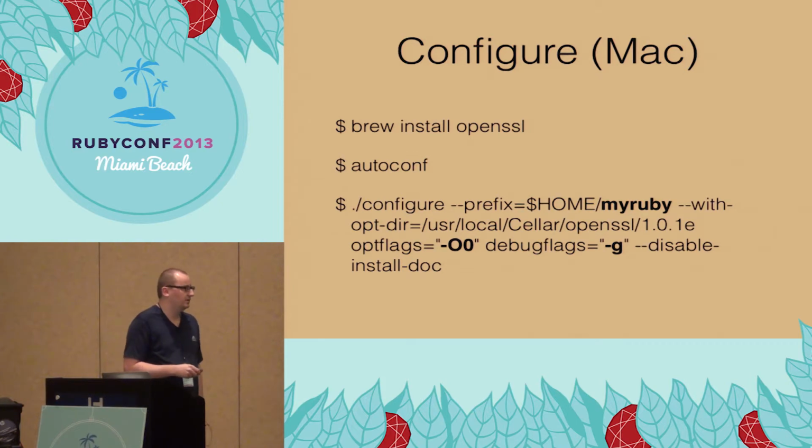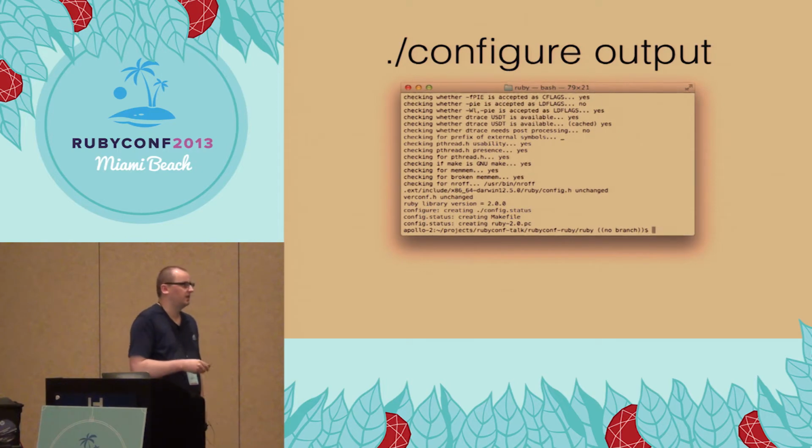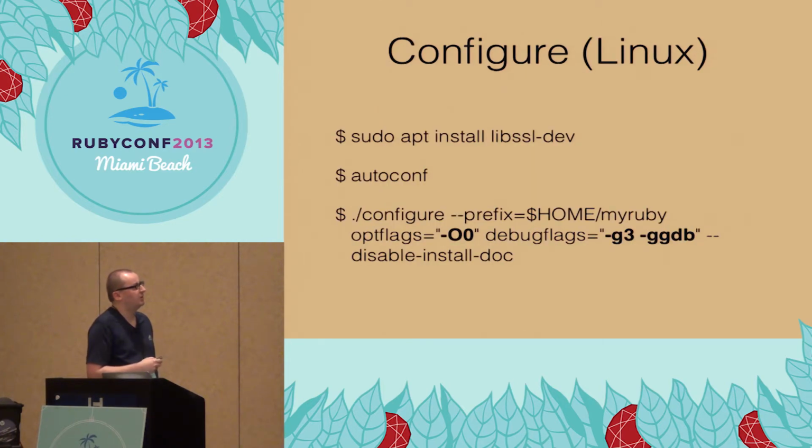And then you have to specify -G for full debug info. And I use disable install docs just to make it faster, so we don't install docs. So once you configure it and you run it, this is pretty much what you will get. Just for your sanity check, this is pretty much the result that you should get. It's going to run for a couple of minutes, and then it's going to finish, and you will have a configured version of Ruby.